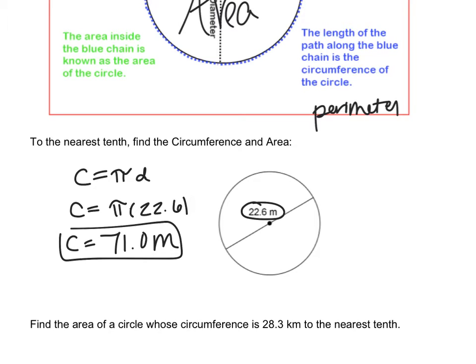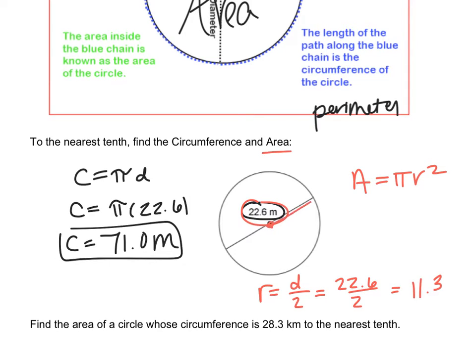Again, it's just number chugging. Now my area, I'll do in red. Area equals pi r squared. Here's the issue. I don't know what my radius is. I have a diameter. So to find your radius, you take your diameter and divide by 2. So I do 22.6 divided by 2, which gives me 11.3. So my radius is 11.3.